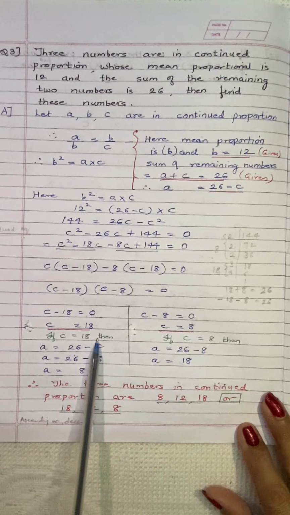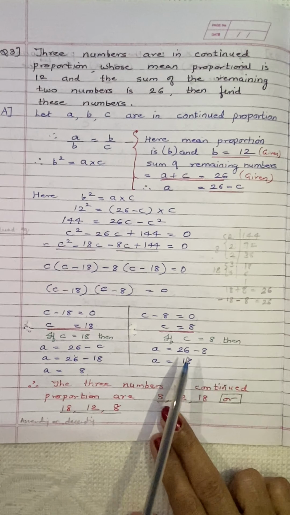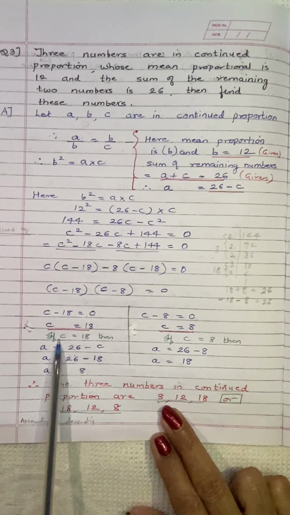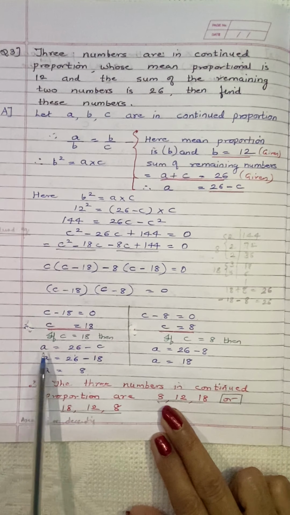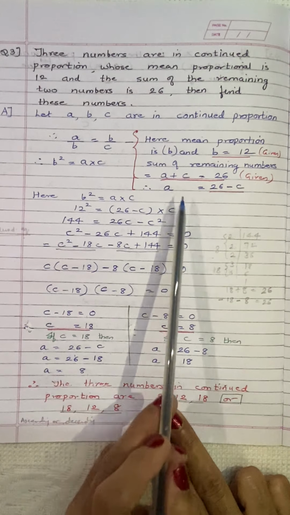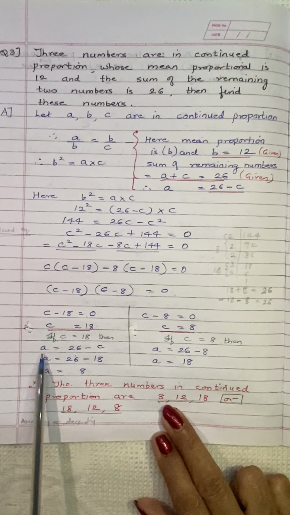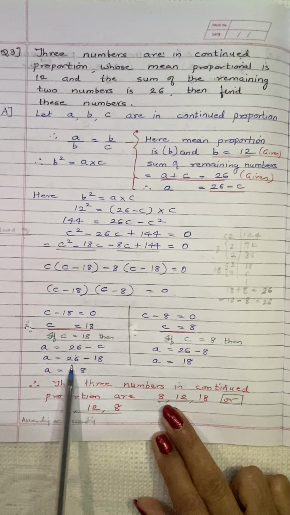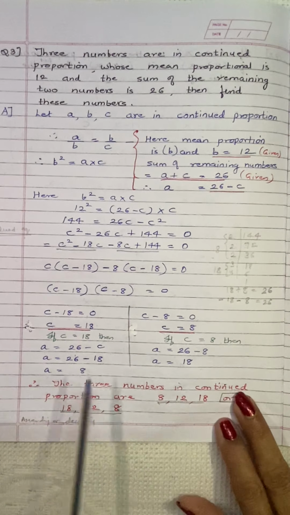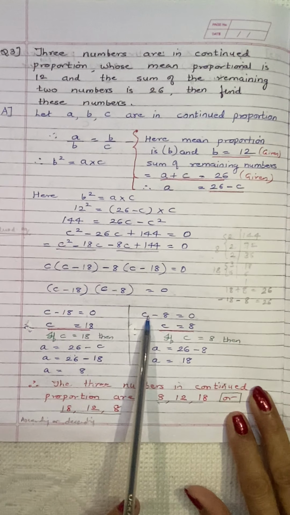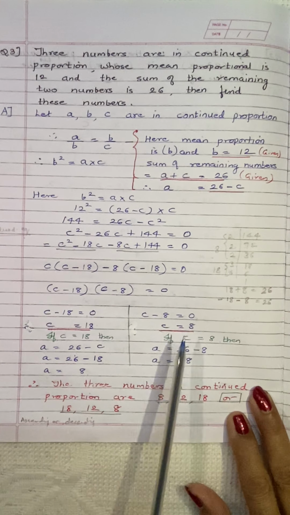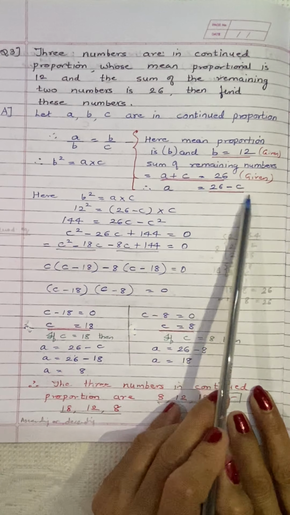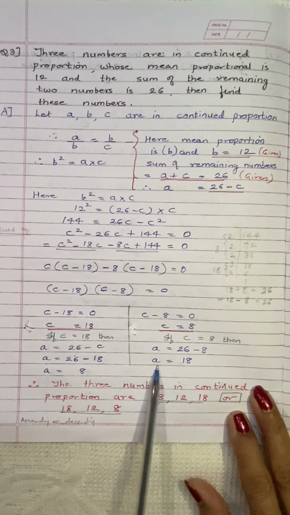So now if C is equal to 18, that is, the third term in the continued proportion is 18, then what will be the value of A, that is the first term? We have got A is equal to 26 minus C. C we have got as 18, so 26 minus 18 is A. Or supposing C minus 8 is equal to 0, C is equal to 8. If C is equal to 8, then again A is equal to 26 minus C. So 26 minus 8 is equal to 18.